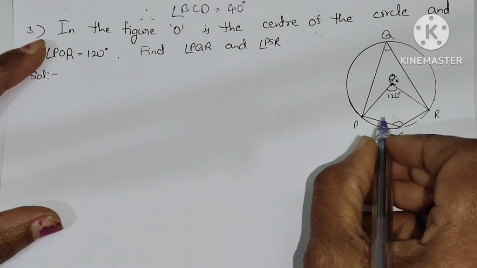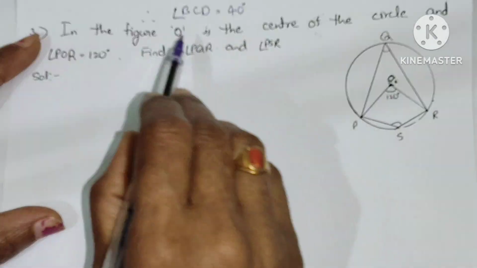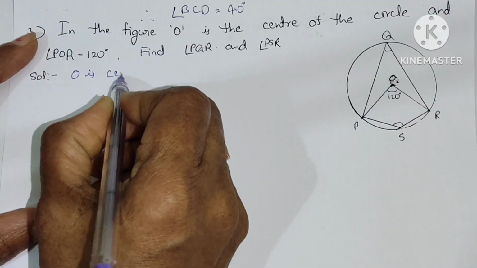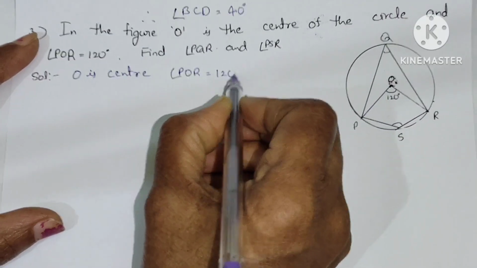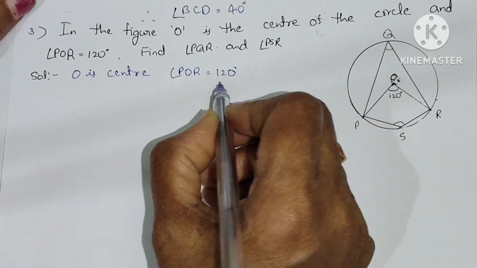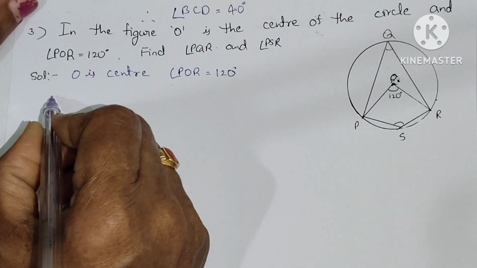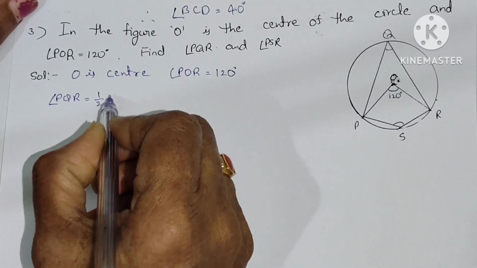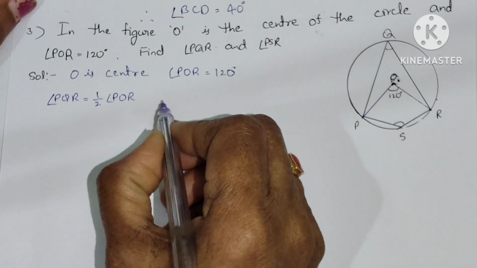So now we find the S angle. Here is the given diagram. Angle POR equals 120 degrees, where O is the center of the circle. Now we need angle PQR. Here it is asking for PQR. So we write angle PQR equals half of angle POR, and we write the reason.